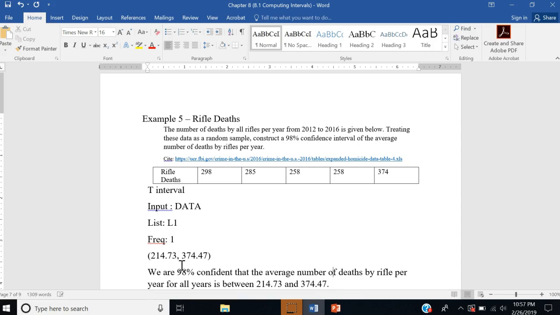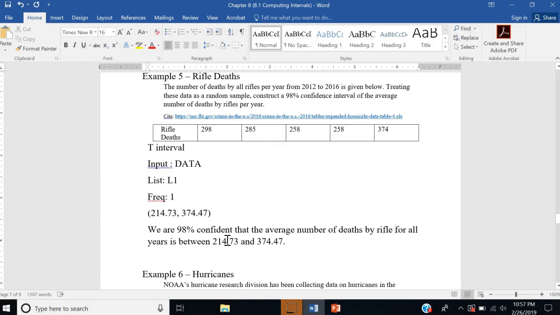So that's a little bit weird, but average number of deaths by rifle per year, for all years is between 214 and 374. Now, notice I did not round that to the nearest whole number because while you can't get 214.73 deaths, you can get the average to be 214.73. So an average obviously doesn't have to be a whole number, even though number of deaths does have to be a whole number.